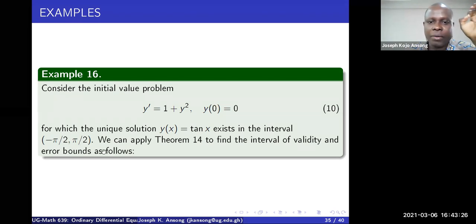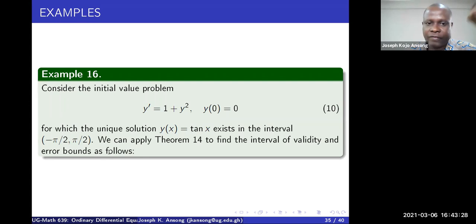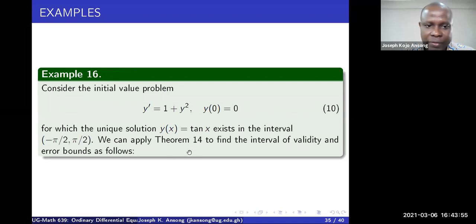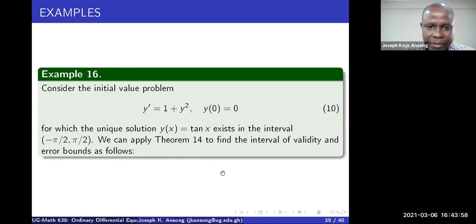What we want to do is use these error estimates from the theorem to compare the error estimates and the interval given by the theorem to the actual interval that we know, and to see how good these error estimates and the intervals are. Good. Now we can apply theorem 14 to find the interval of validity and error bounds as follows. Actually, here the Picard-Lindelof theorem, or the lemma that we just showed for error estimates, that's what we're going to use.